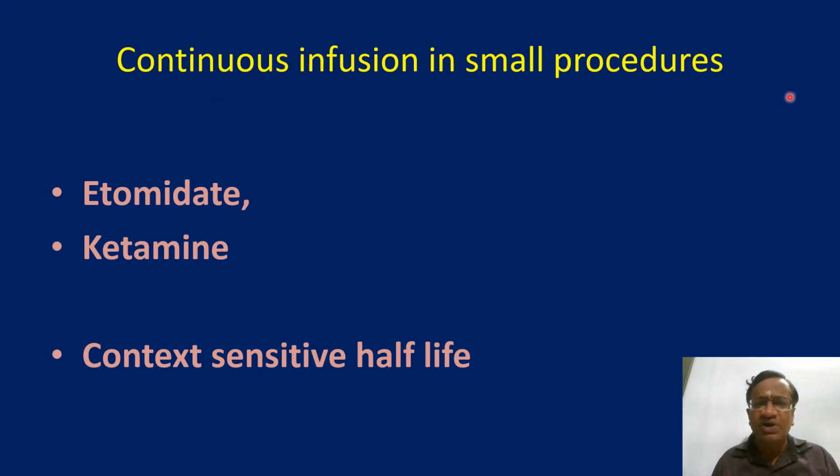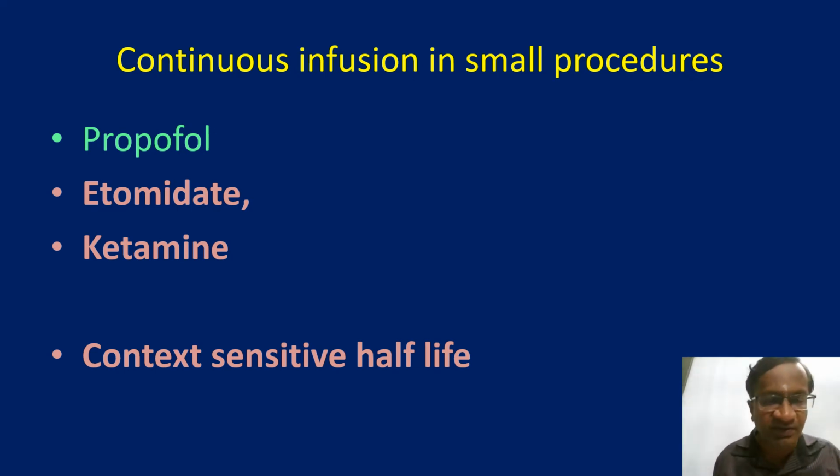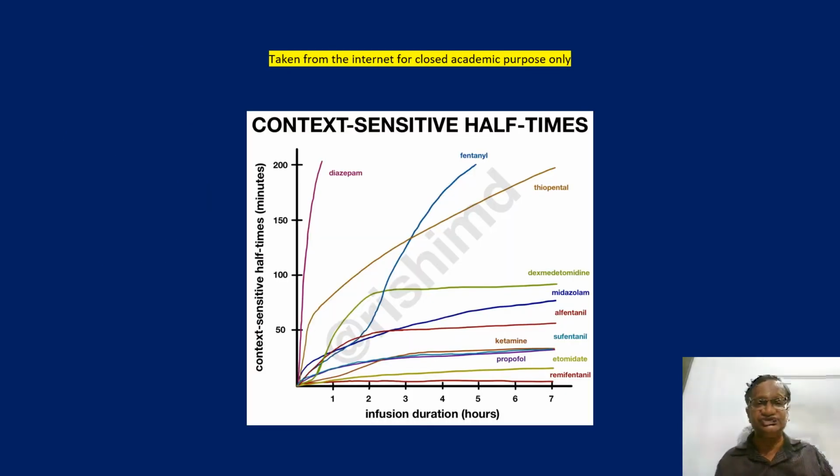For continuous infusion in small procedures, versus intermediate ketamine, where we need the so-called context-sensitive half-life, propofol takes over because its context-sensitive half-life is very favorable. So it is better to use propofol in patients with continuous infusions. See here, context-sensitive half-life. Here it is propofol, but here it is thiopentone.